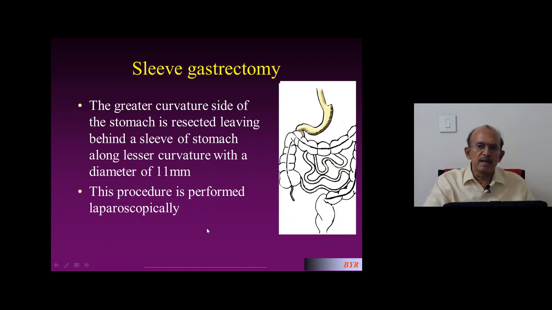That's why its hormone secretion has come down. And of course, much of the parietal cell area also is removed here. So with that, the patient will get some malabsorption syndromes, and because of the removal of the parietal cell area, the patient gets anemia also.